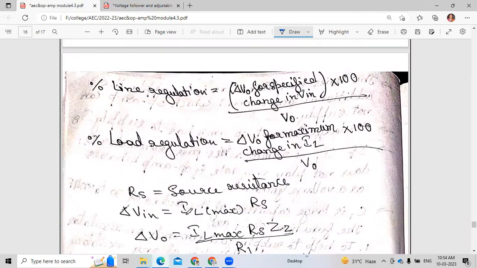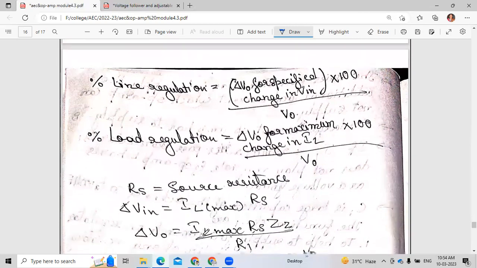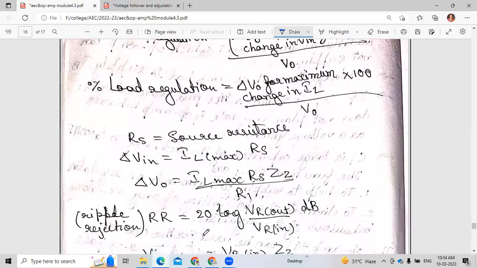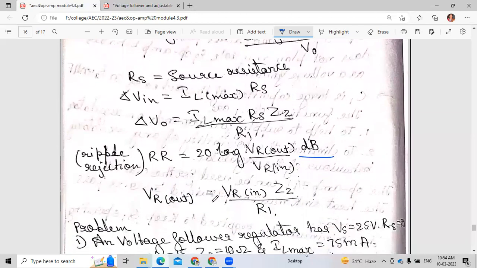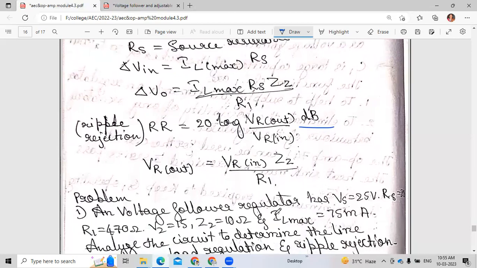ΔVin can be written as IL max into RS, and ΔV₀ can be written as IL max into RS into ZZ, that is the dynamic impedance of a Zener diode, divided by R1. And ripple rejection can be written as 20 log VR out divided by VR in, in terms of decibels. VR out equals VR in into ZZ divided by R1. So these are the formulas which we use in the Zener voltage follower regulator.